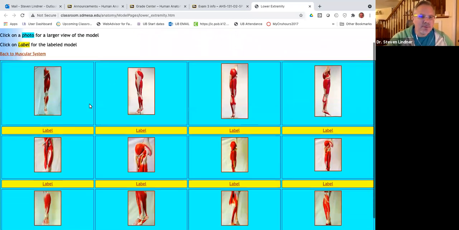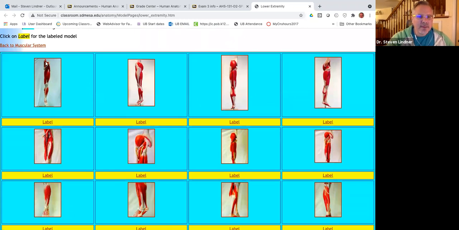We're going to start with the hip and then we'll work our way down. We'll do the hip muscles, and when we look at the hip, we will look at it from the anterior, then from the posterior, from the lateral, and from the medial.